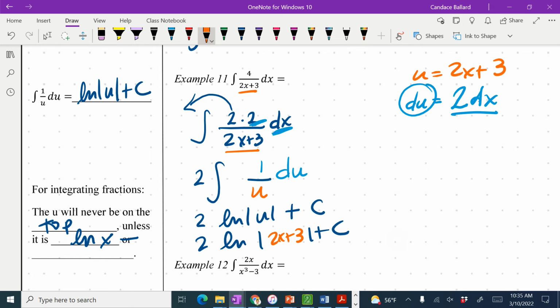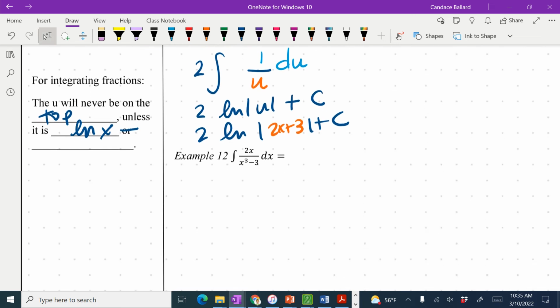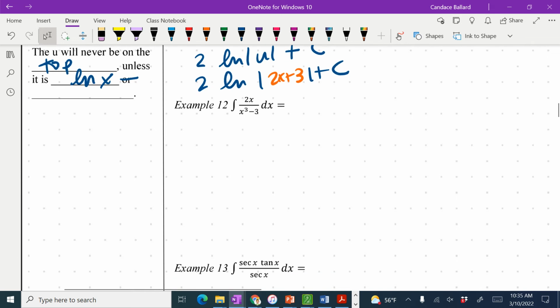Before we add trig to it, see if you can do 12. Remember, your u is going to be in your denominator. Look for your du in your numerator. See what you can do with it.